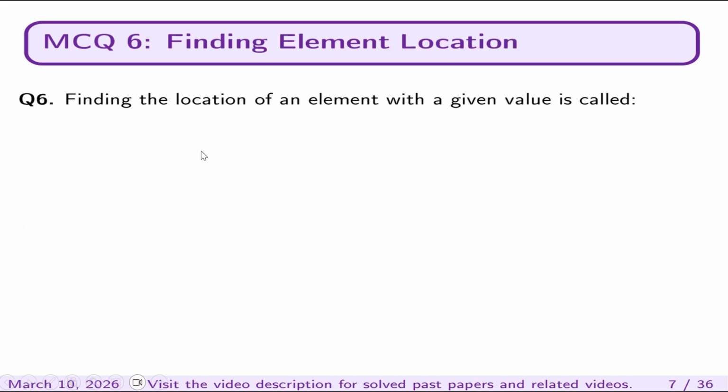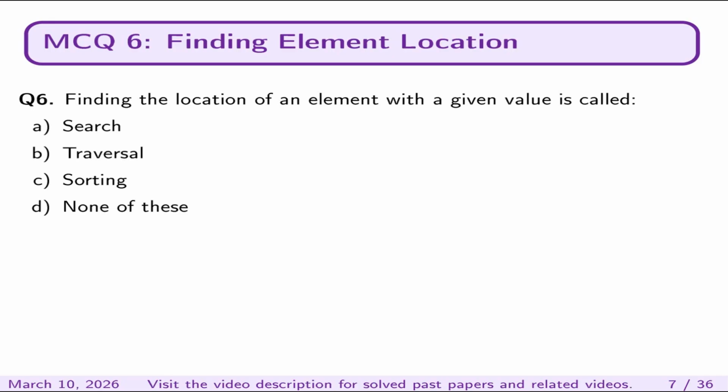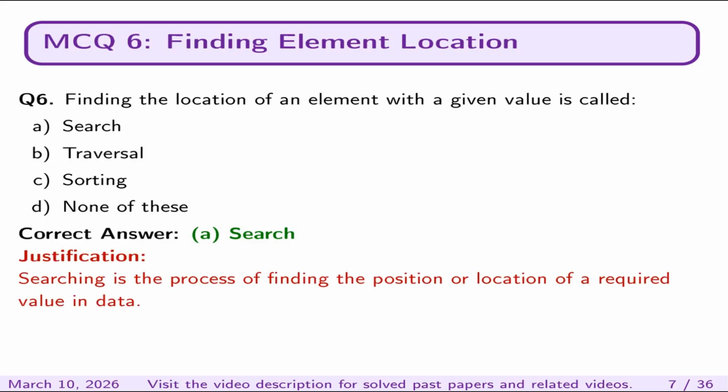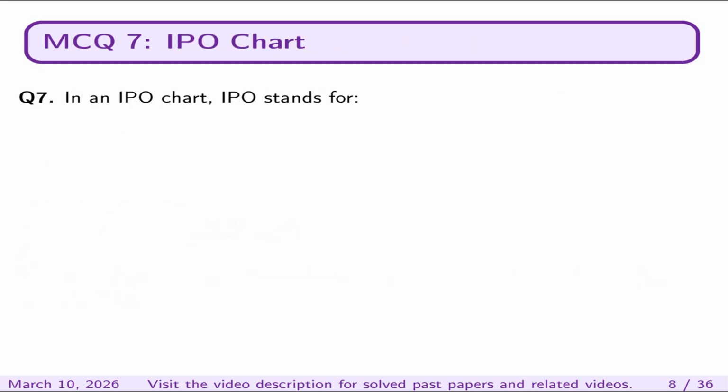Question number 6. Finding the location of an element within a given value is called search, traversal, sorting, none of these. The correct option is the search. Because searching is the process of finding the position or location of a required value in data.